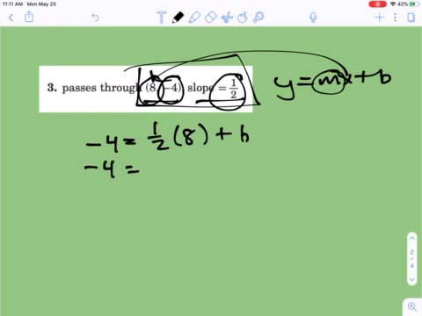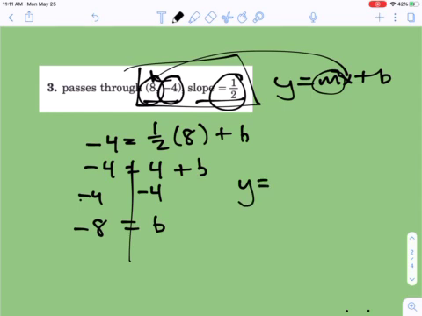So again, -4 equals 4, because that's what 8 times 1/2 is, plus b. We're going to move this 4 over to the other side by subtracting it from both sides. All right, and then that's going to give us b is equal to -8. And then it's a matter of just rewriting the general case of the equation, and you put in the information you know. You need the slope and the y-intercept, and you've got your slope, and then you found your y-intercept just a moment ago, and then you put that in and you're good to go.